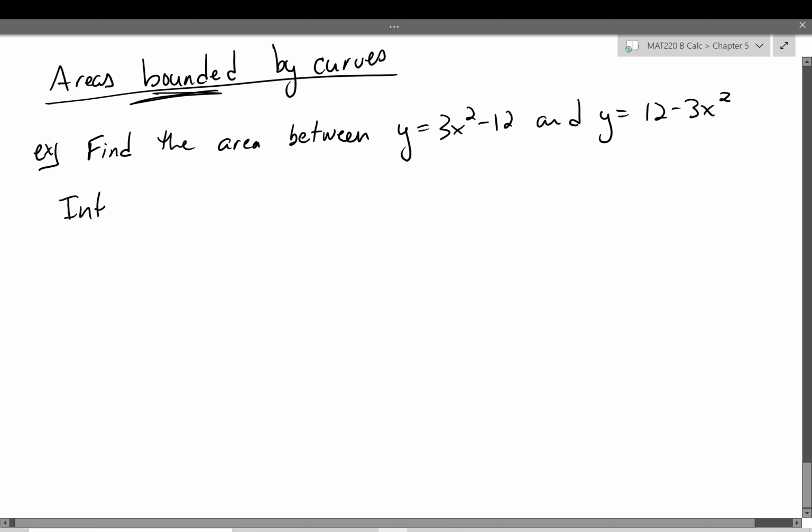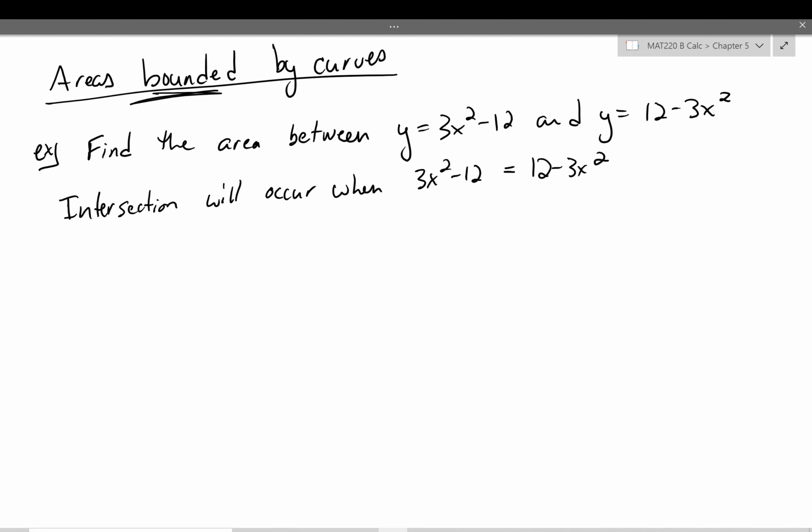The intersection will occur, how about this? The intersection will occur when 3x squared minus 12 is equal to 12 minus 3x squared. All right? So what I'm going to do is I'm going to solve this first, and then we'll graph it just to make sure we're correct.